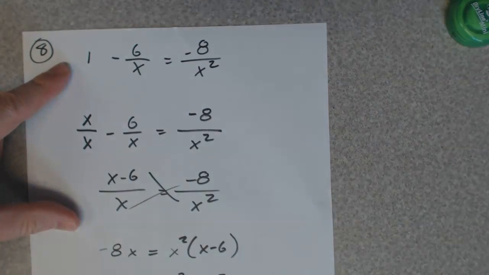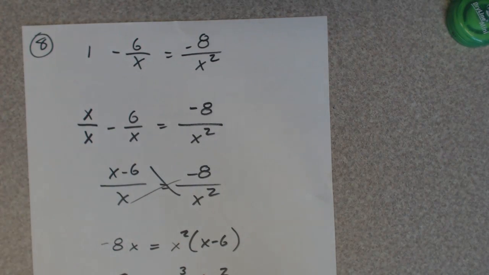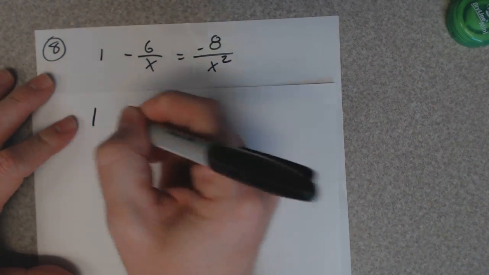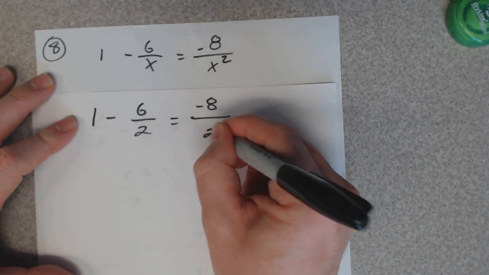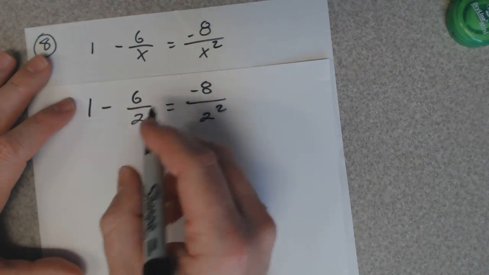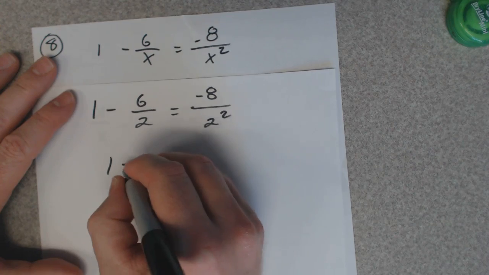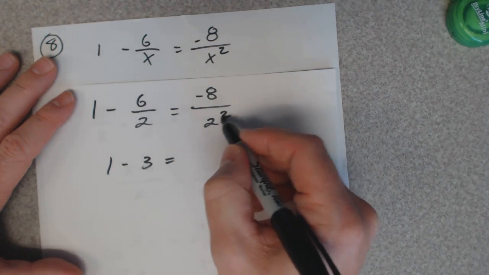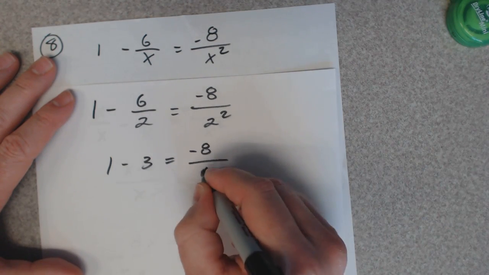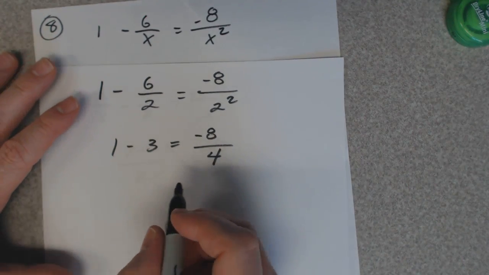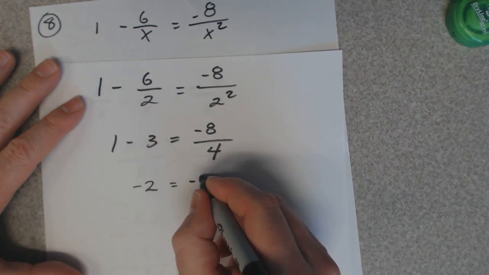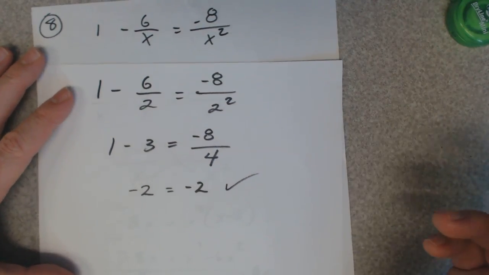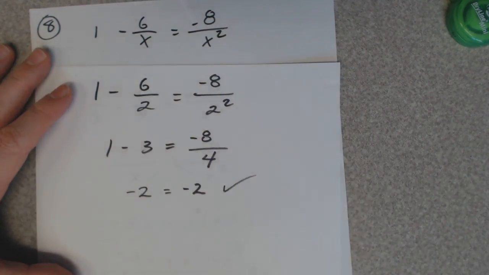What if I put a 2 in there? What would I get? Give me a piece of paper here. Just to double check. So 1 minus, what's 6 divided by 2? It's 3. And 2 squared is 4. 1 minus 3 is negative 2. Negative 8 divided by 4 is negative 2. Cool. Checks out. Same thing on both sides.